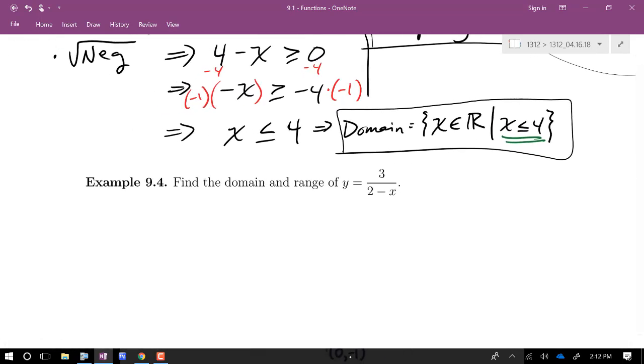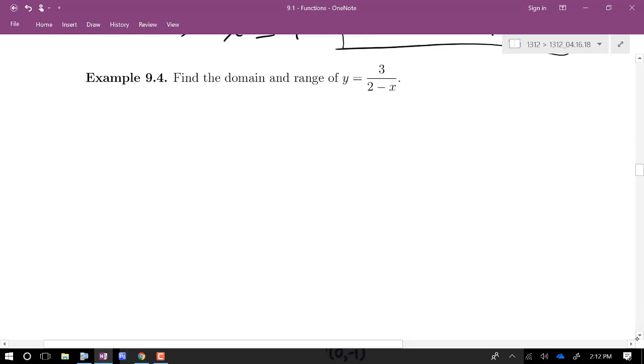Let's do one more. Let's find the domain and range of this function. So thinking about the two cardinal sins of mathematics that we're trying to avoid in these functions, what are we in danger of here? Divided by 0. Yeah. So what's our domain? X must be less than 2. Well, it can be less than 2, but it just can't be 2, so it could also be greater than 2. Right, so x equals 2 is the only thing that makes us divide by 0.